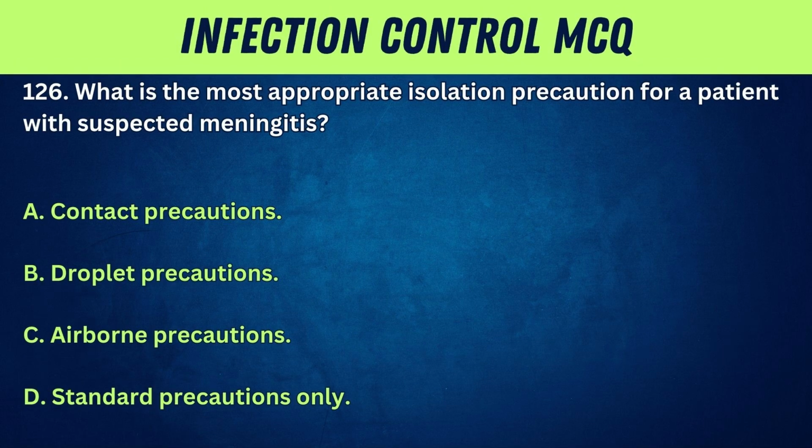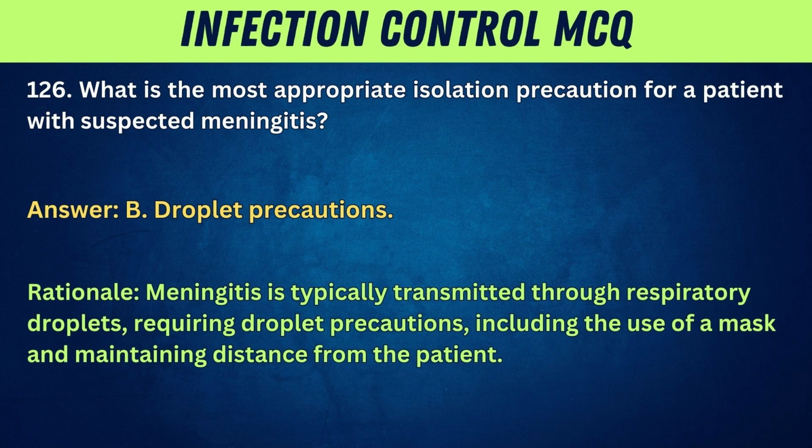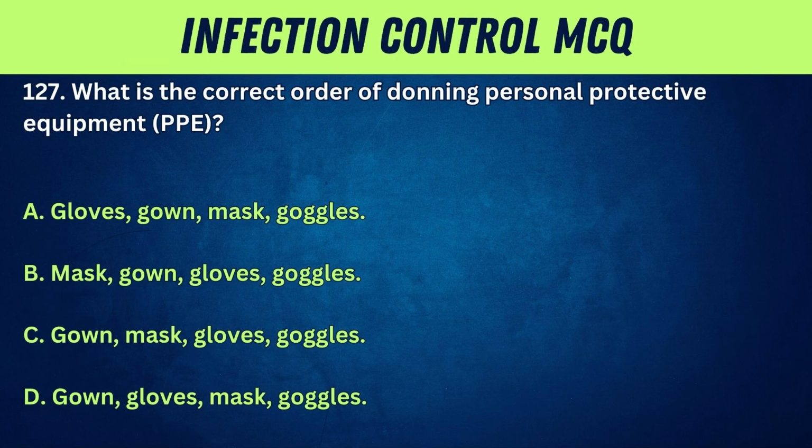126. What is the most appropriate isolation precaution for a patient with suspected meningitis? A. Contact precautions. B. Droplet precautions. C. Airborne precautions. D. Standard precautions only. Answer: B. Droplet precautions. Rationale: meningitis is typically transmitted through respiratory droplets, requiring droplet precautions, including the use of a mask and maintaining distance from the patient.